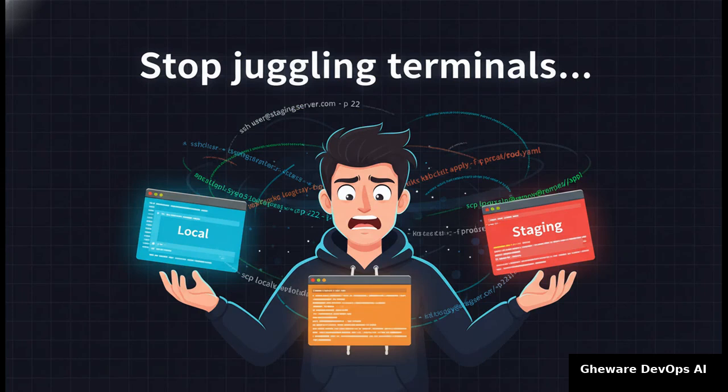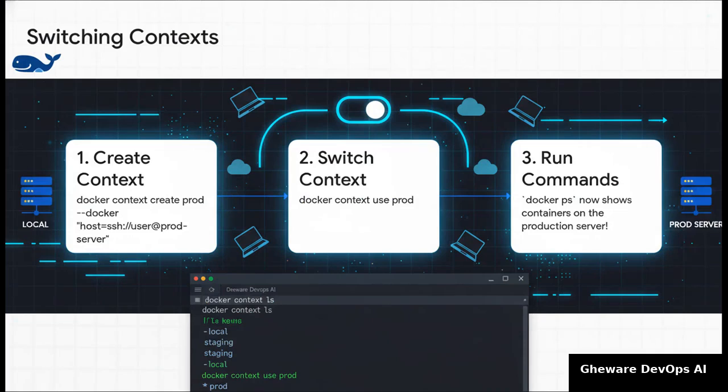All right, and for our 5th and final main trick, let's solve one of the biggest headaches in all of DevOps. I'm talking about juggling commands between your local machine, your staging server, and your production environment. It's a pain. Well, with Docker context, all that complexity just melts away. You set up your different environments, local, staging, prod, you name it, just one time. And after that, you switch between them with one single simple command, docker context use.